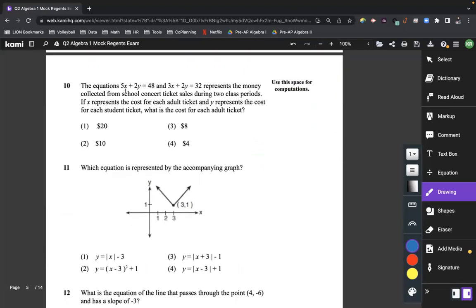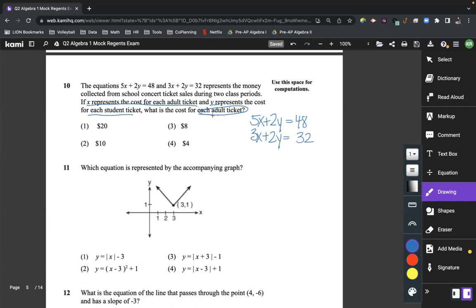The equations 5x plus 2y equals 48 and 3x plus 2y equals 32 represent the money collected from the school concert tickets for 2 class periods. If x represents the cost of each adult ticket and y represents the cost for the student ticket, what is the cost for each adult ticket? So I have a system of equations here. I have 5x plus 2y equals 48. And then I have 3x plus 2y equals 32, okay?